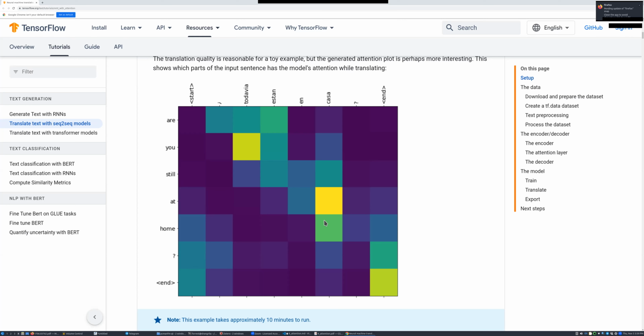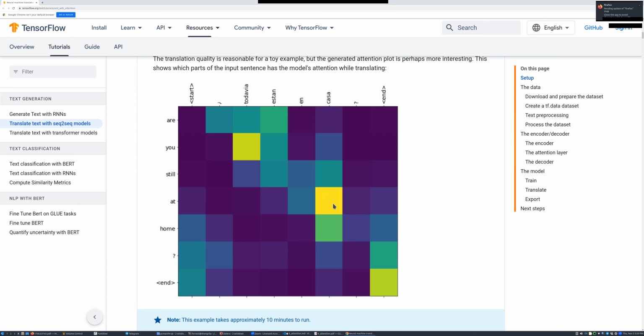You can also see a higher attention here, between the French word casa and the word home. I don't speak French, but I think casa means house. Is that the case? Because I know there's a very famous movie called Casablanca, and Casablanca literally means white house. So you can see this cross encoder-decoder attention really works. The higher attention is between the word casa and the English word home.